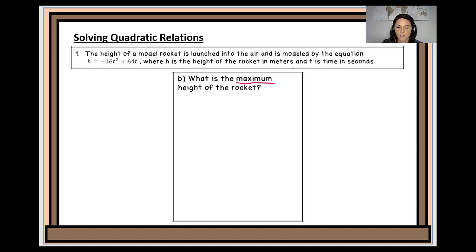I know my zeros are 0 and 4. If I add them together and divide by 2, my axis of symmetry is 2, because 4 divided by 2 is 2. Then we're going to plug x equals 2 into the equation we're given. Instead of x here, I could use t for time. So t is equal to 2.